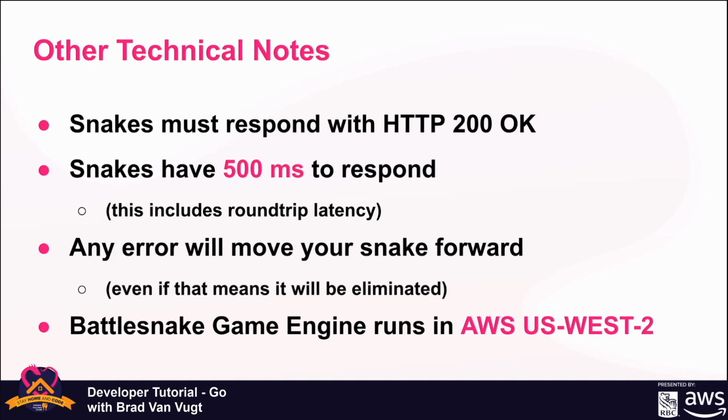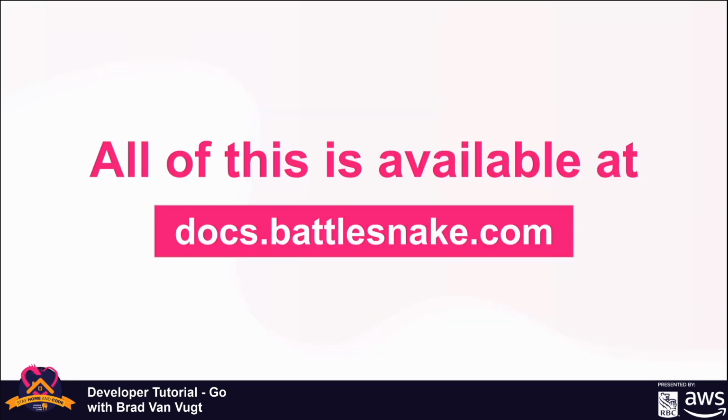If you're worried about latency, or you care about how we're implementing it, the game engine is actually running in AWS US West 2, which I believe is Oregon. So if you are worried about round trip latency, or if you're choosing a region to run your snake, that might be a good choice. But also, pretty much anywhere will be okay. You'll be within that 500 milliseconds. I wouldn't worry about it too much. All this information is available at docs.battlesnake.com.